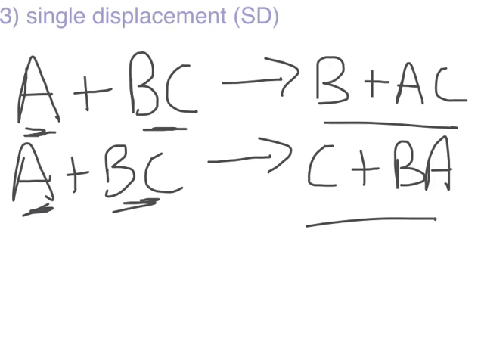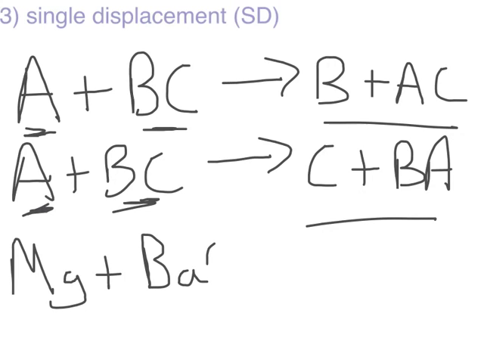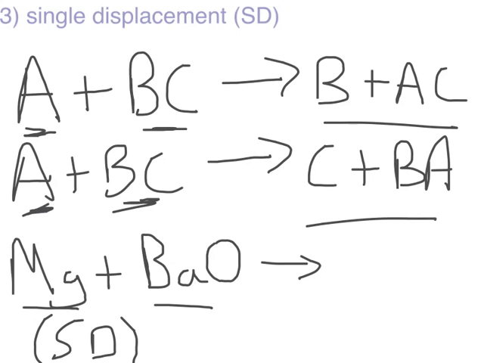So let's try one. Let's have something like magnesium plus barium oxide. Okay, so notice I have a metal reacting with an ionic compound. That's how I know it is single displacement. And because I know it's single displacement, I can now predict the products. Magnesium is a metal, barium is a metal. They are going to switch places. So what I should end up with on the other side is barium plus magnesium oxide. Running out of space there. Okay, that would kind of take the form of this one.